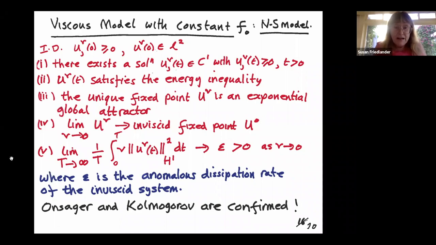Furthermore, we have that the limit as t goes to infinity of 1 over t, the integral from 0 to t, now of the energy dissipation. So this is the energy dissipation rate averaged over time, goes to a quantity that is positive, and that quantity is exactly the energy dissipation rate of the Euler model that we have an explicit expression for in terms of the forcing, because we have an explicit expression for the fixed point of the Euler model.